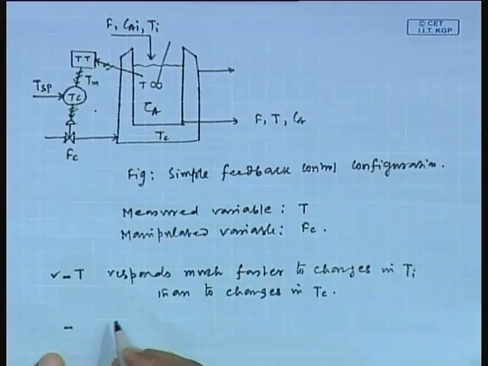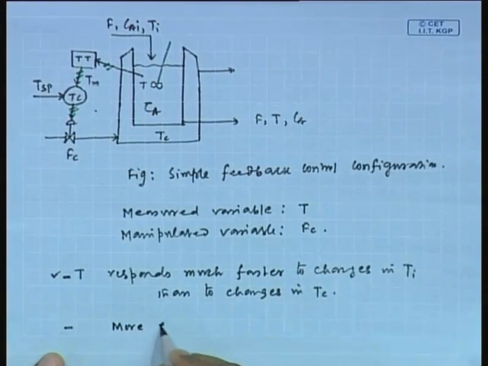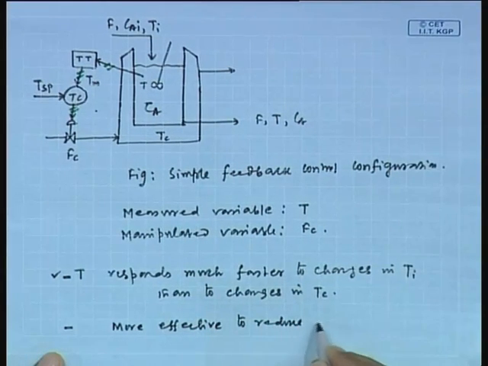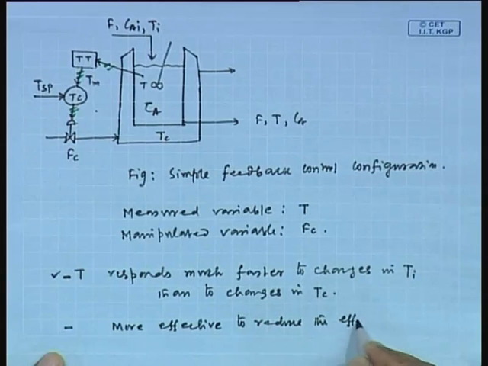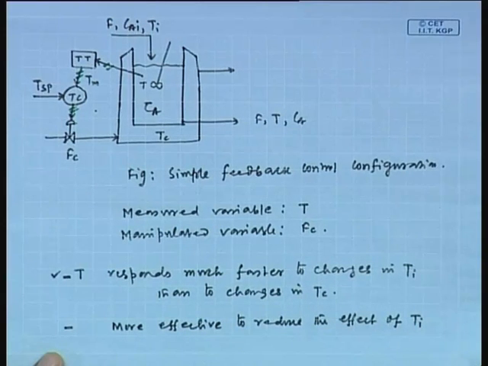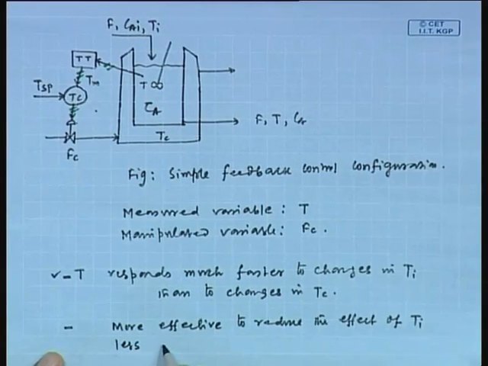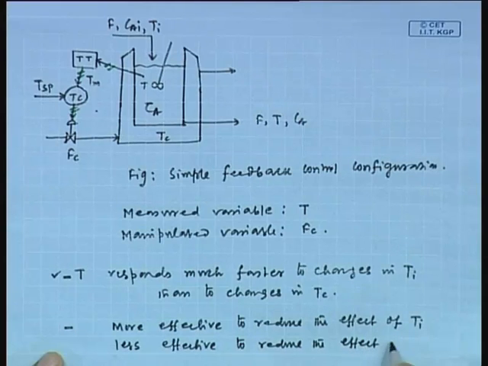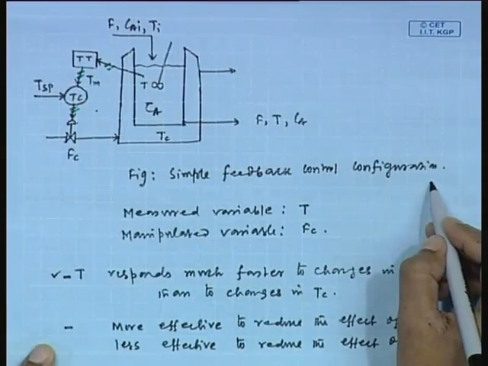The simple feedback controller is more effective to reduce the effect of disturbance in Ti, and the controller is less effective to reduce the effect of disturbance in Tc. This conclusion we can draw based on this simple feedback control configuration.